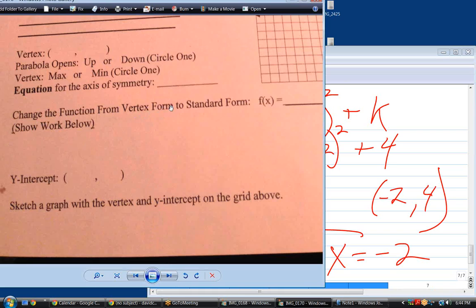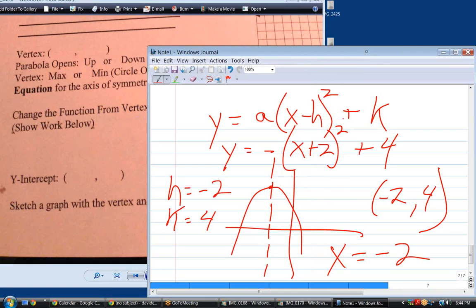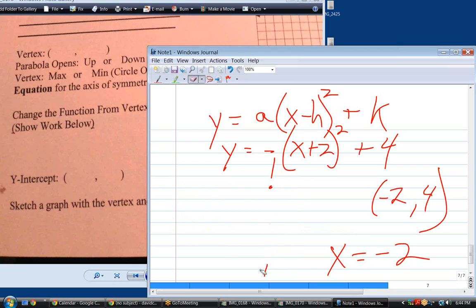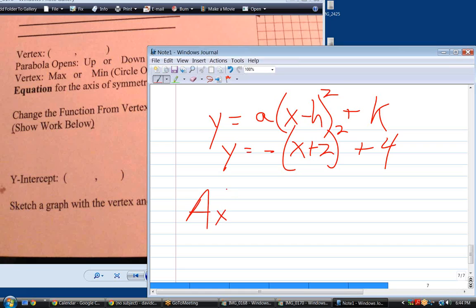Change the function from vertex form to standard form. Okay, let me erase some of the stuff I have here. That's a pretty easy thing to do. Remember, standard form is this. That is standard form for a quadratic. So the only thing we have to do is multiply this out and apply the negative sign and combine the final number with the 4 to see what C is equal to.